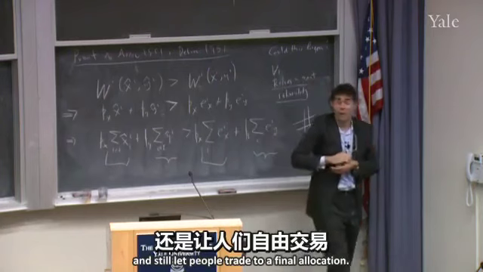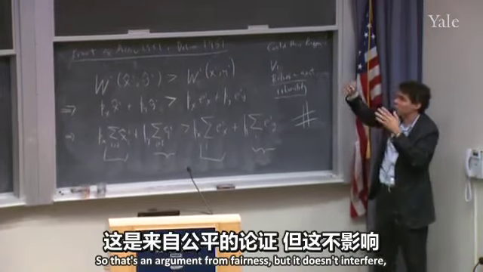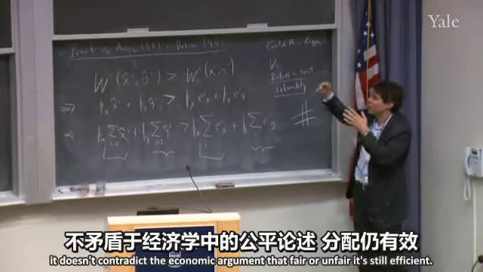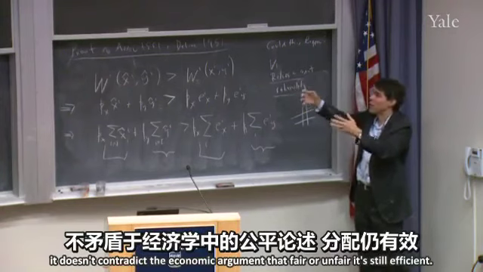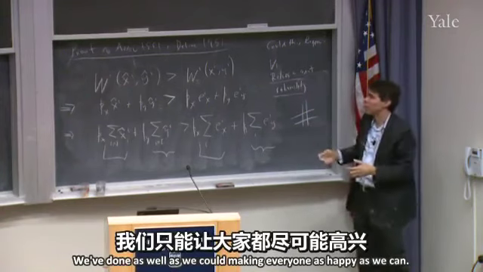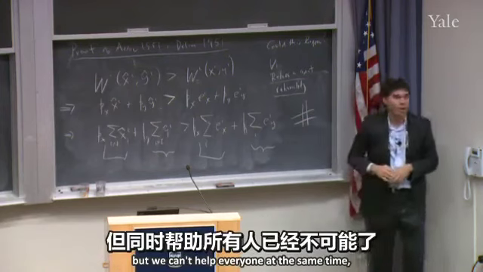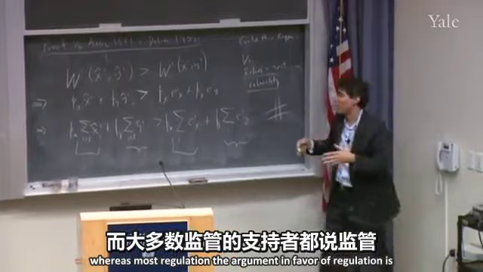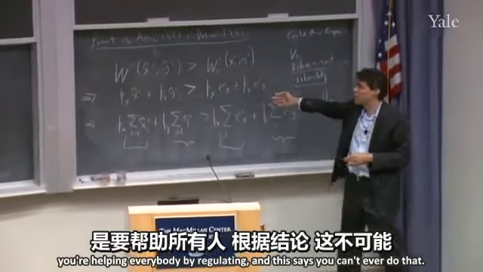And so the just thing to do is to rearrange the resources at the beginning and still let people trade to a final allocation. Okay, so that's an argument from fairness, but it doesn't contradict the economic argument that fair or unfair, it's still efficient. We've done as well as we could, making everyone as happy as we can. Maybe we can hurt someone and help someone else, but we can't help everyone at the same time. Whereas most regulation, the argument in favor of regulation is you're helping everybody by regulating. And this says you can't ever do that.